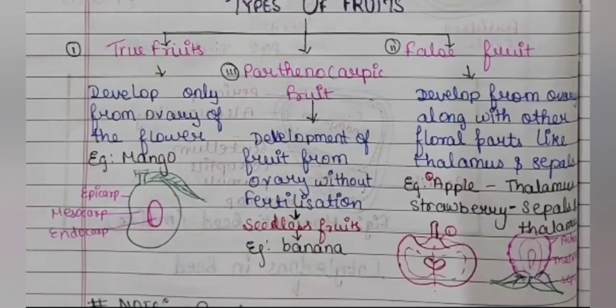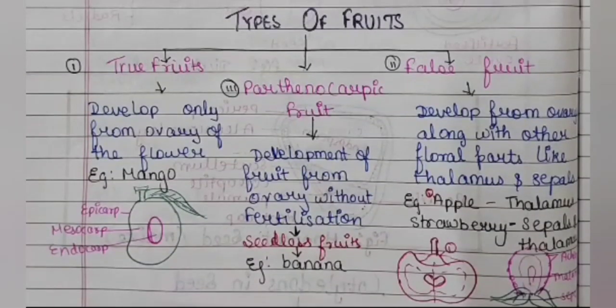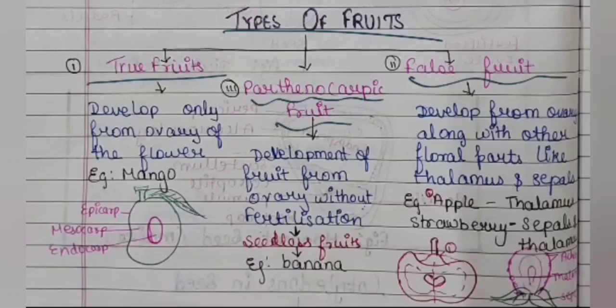Now types of fruits we are going to look for. So the first one is true fruit, then parthenocarpic fruits, and then false fruit. The first true fruit are developed from the ovary, such as mango. Then in parthenocarpic fruit, the fruit is developed from the ovary without fertilization. These fruit are generally seedless fruits such as banana.